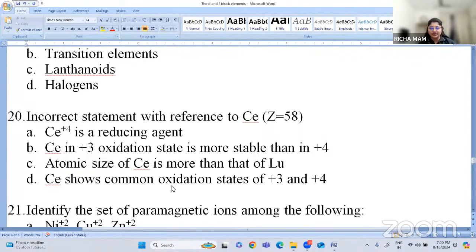Incorrect statement with reference to cerium, whose atomic number is 58. A, cerium +4 is a reducing agent. B, cerium in +3 oxidation state is more stable than in +4. C, atomic size of cerium is more than that of lutetium. D, cerium shows common oxidation states of +3 and +4. Which is the incorrect statement about cerium?